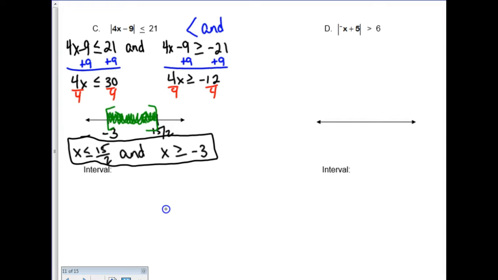So interval, pick it up off the number line, starting at the left. Where does it start? Negative 3. And then I keep coloring until 15 halves. If you called it 7.5, that's totally fine.